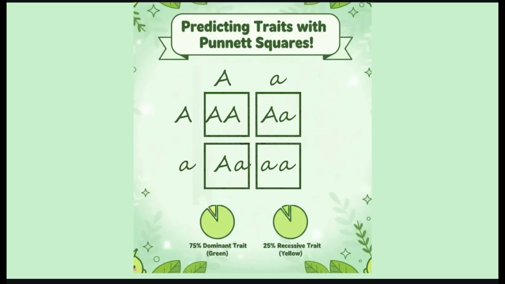Let's start with just one trait. If capital A is dominant and lowercase a is recessive, and both parents have capital A lowercase a, the Punnett square shows 25% chance of capital A capital A, 50% chance of capital A lowercase a, and 25% chance of lowercase a lowercase a. That means that there's a 75% chance the child shows the dominant trait and a 25% chance that the child shows the recessive trait.